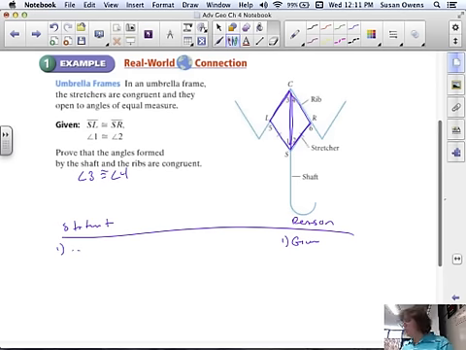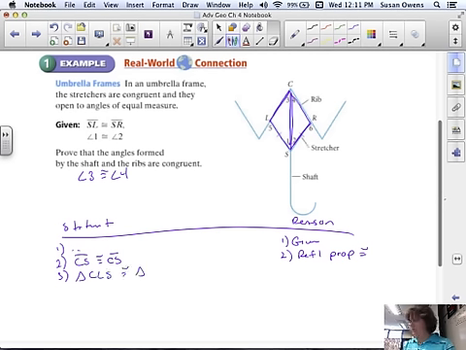Okay, so right now they told me that the stretchers are congruent. There's a side, and they've given me that angle 1 is congruent to angle 2. So really, I only need one more side, and that is CS. And I can say that segment CS is congruent to segment CS, and this would be the reflexive property of congruence. Now I can say the triangles are congruent. So triangle CLS is congruent to triangle CRS.